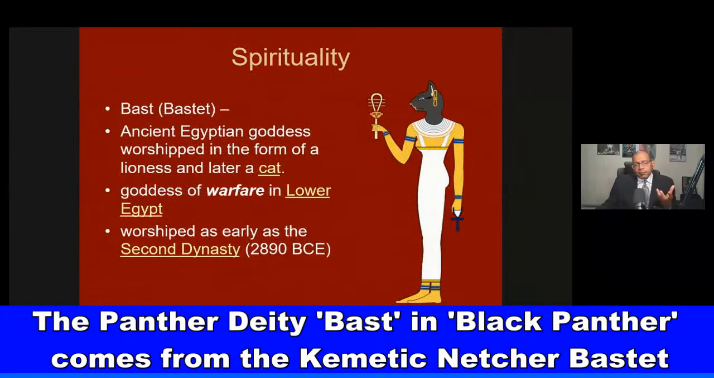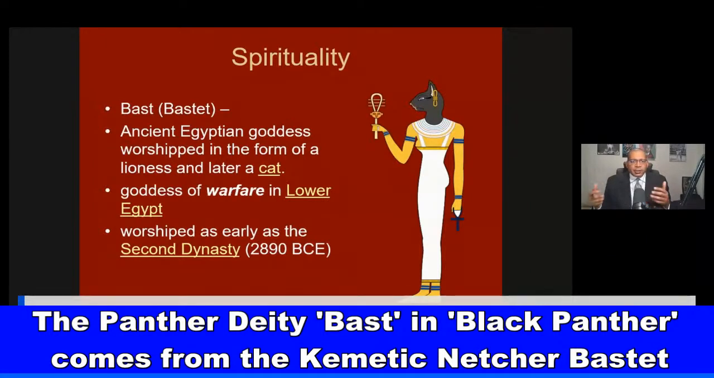Okay, now the panther deity of Bast that we see in the movie, the panther deity that watches over Wakanda, that comes from Bastet, which was a deity in ancient Kemet, ancient Egypt, that was in the form of a lioness, okay, and then later a cat. Ancient Egyptian goddess worshipped in the form of a lioness and later a cat, goddess of warfare in Lower Egypt, worshipped as early as Second Dynasty, around 2890 BCE, before the Common Era. Okay, so the film is so deep because it helps reconnect us to African history, African culture, African language, etc.